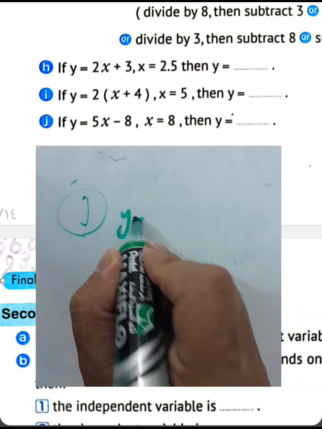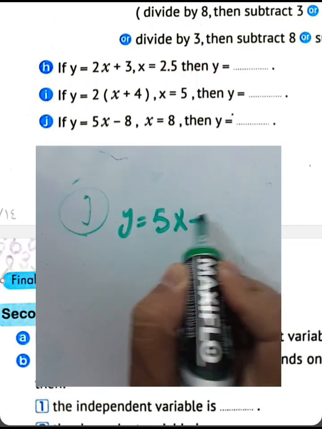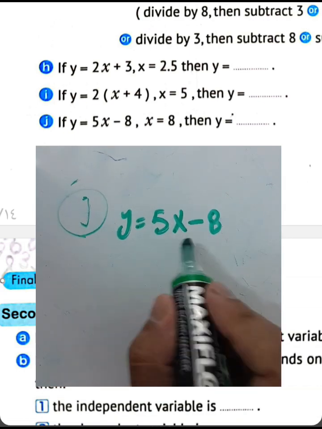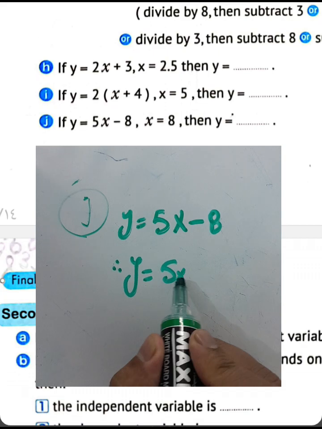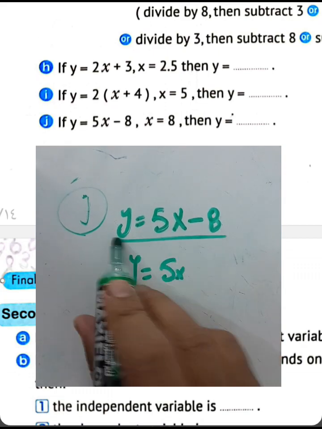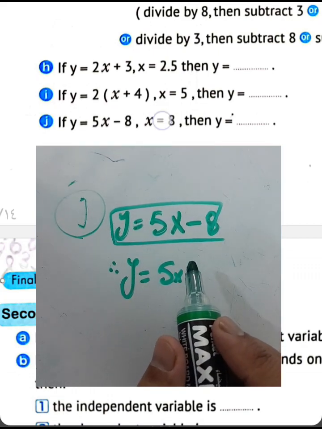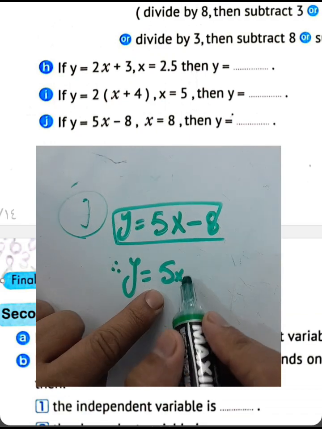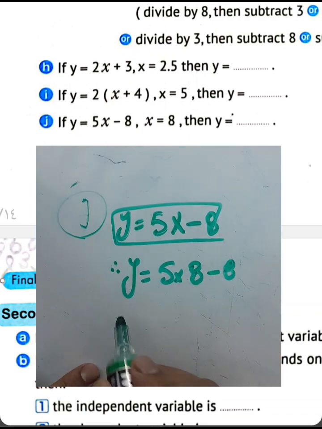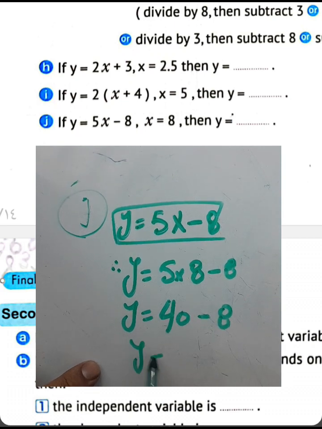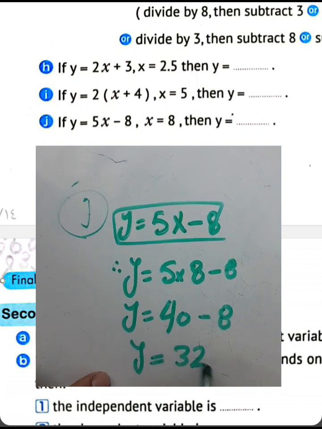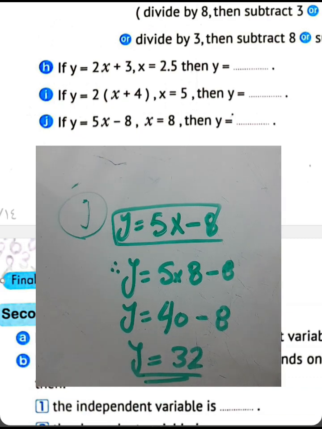Letter J: y equals 5x minus 8 and x equals 8, then y will be 5 times the value of x, which is 8 in the example. Then y equals 5 times 8 minus 8. 5 times 8 equals 40, subtract 8, then y will be equal to 32. Okay.